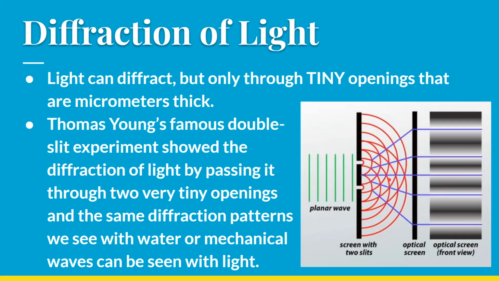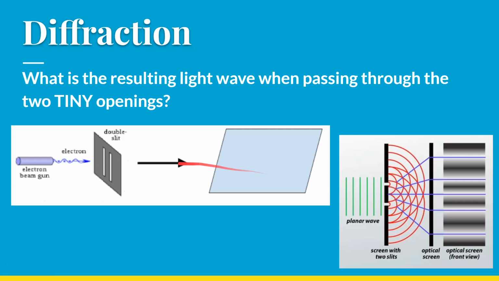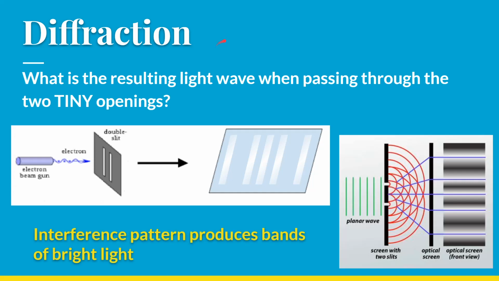We saw this with water waves as well, but light can do it also if you shine it through a small enough obstacle or opening. So again, diffraction, yet another wave behavior. This is what he was doing, these two slits, shining the light through it. You would expect two bands of light, but that's only if it's a particle. Instead, he got multiple bands of light like this. So again, evidence of the wave nature of light. The interference pattern produced bands of bright light, so this is what was observed on the other side.